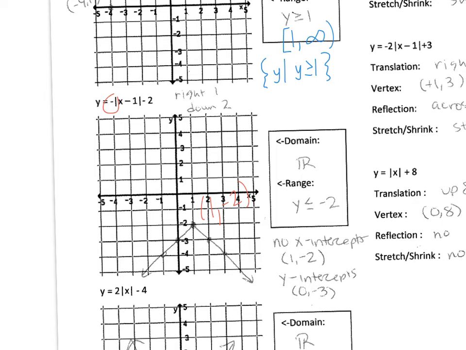The domain is all real numbers. Again, the range is y is less than or equal to -2. I could also write in interval notation. I'm starting down here at negative infinity, so I'm going to make that a bracket. Negative infinity, I'm going all the way to -2 and including -2. X and y intercepts. There are no x-intercepts again, so this function is not crossing the x-axis. The y-intercept is 0, -3, and I wrote it as an ordered pair.